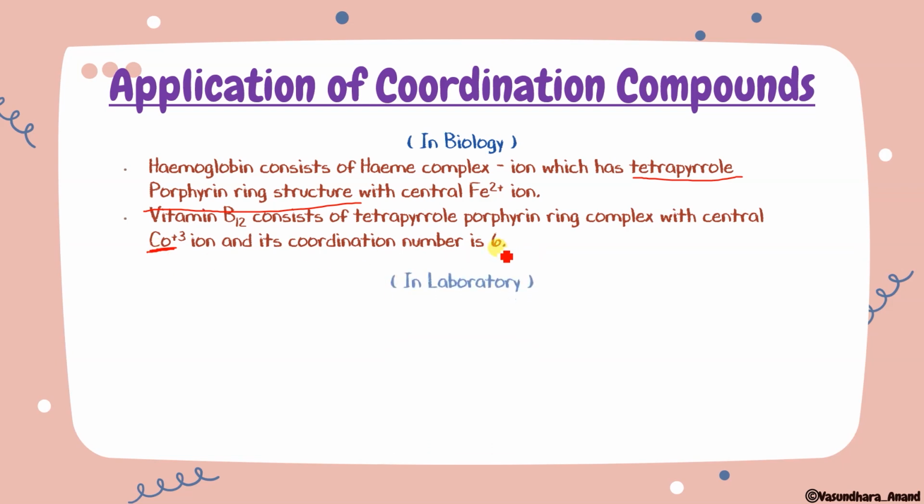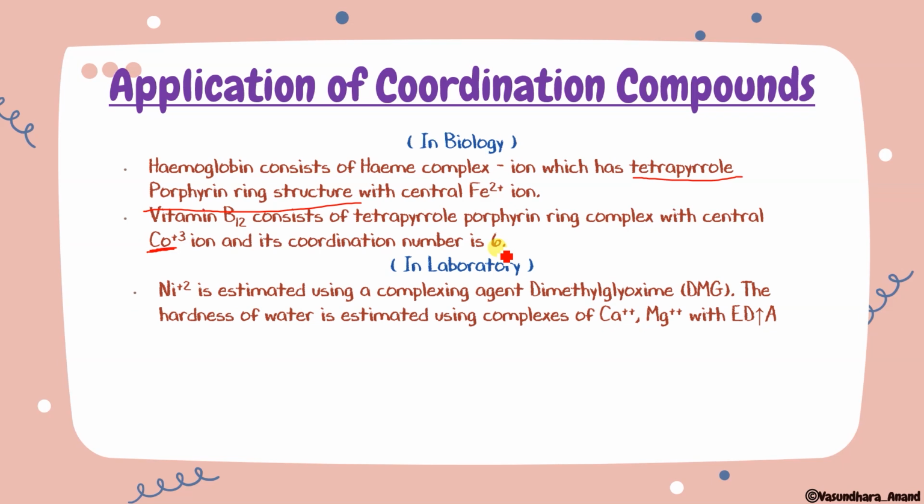is 6. In the laboratory, Ni2+ is estimated using the complexing agent dimethylglyoxime, which you have to learn. Nickel 2+ can be estimated by dimethylglyoxime (DMG), and the hardness of water is estimated using complexes of Ca2+ and Mg2+ with EDTA. This is EDTA, ethylenediaminetetraacetate, the hexadentate ligand. That use you have done even in class 10th. Yes, hardness of water can be removed by using EDTA.